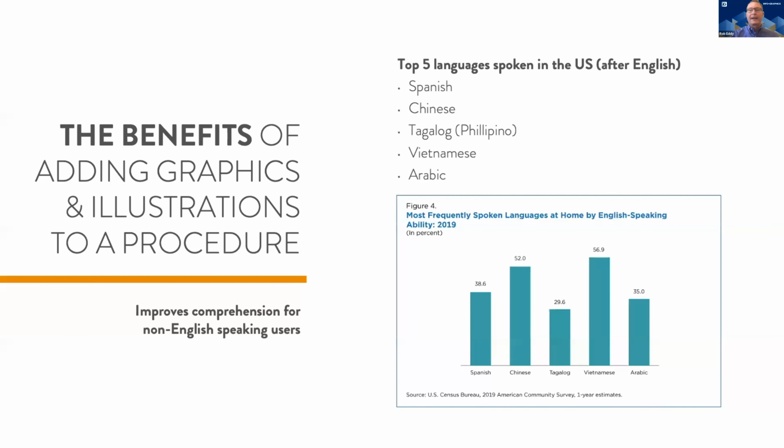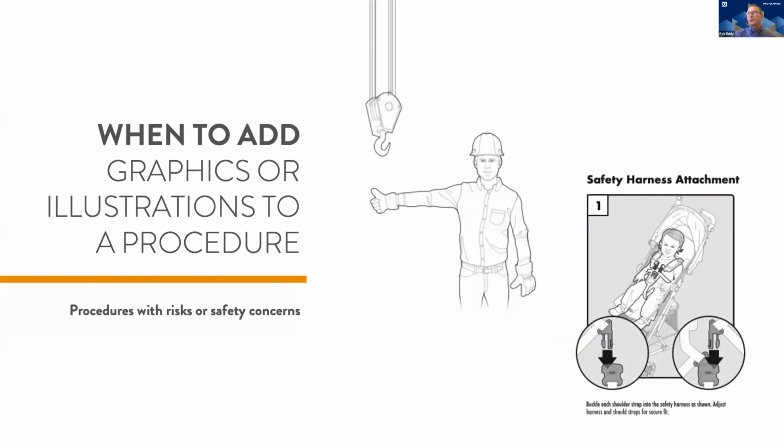Something else, as a little bit of background, we're living in more of a global economy. For an increasing portion of the US population anyways, English is not their primary or first language. The top 5 languages spoken in the US after English are Spanish, Chinese, Filipino, Vietnamese, and Arabic. I actually found it pretty interesting that it was quite that diverse. But thinking about improving comprehension for non-English speakers is an important consideration, and another reason why you want to consider adding more visual reference to your procedures or documentation.